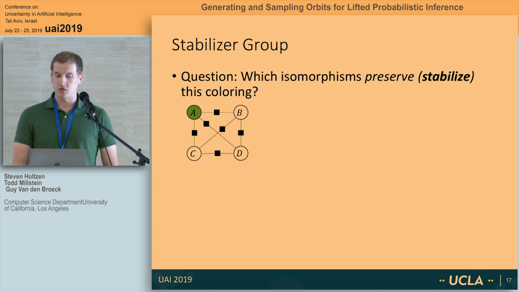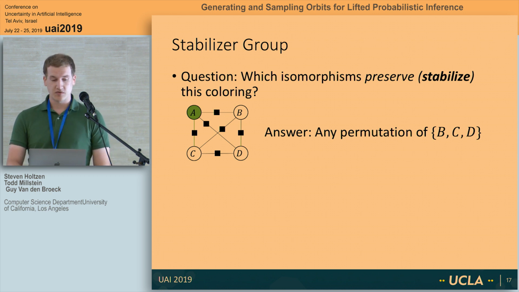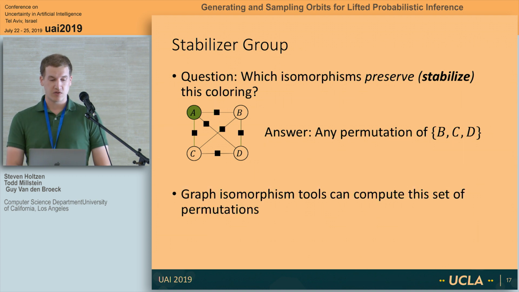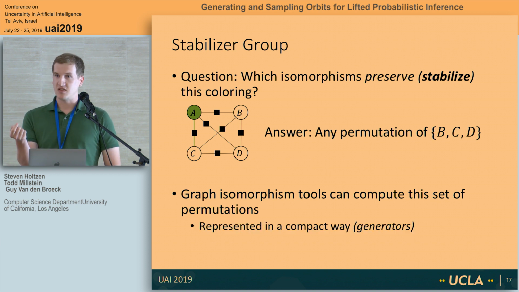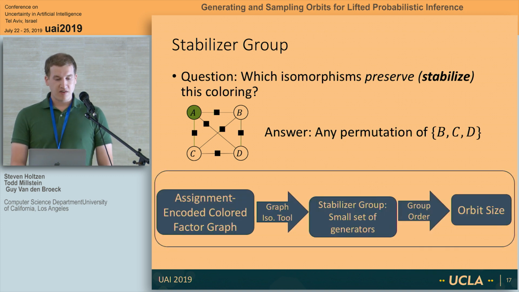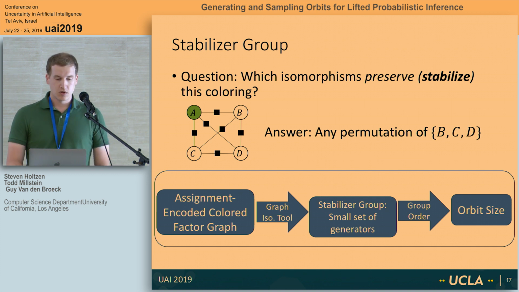I'm going to start with the stabilizer group. So question, which isomorphisms preserve or stabilize this coloring so they leave it the same? We have this one true variable on the top left and these three false variables. The answer is any permutation of B, C, and D leaves this assignment unchanged. If we permute the variables B, C, and D, it's as if we didn't change the assignments. This is called the stabilizer group. And graph isomorphism tools can compute this set of permutations for us, and moreover, they can represent it in a compact way. They can give us a small set of generators which tell us this permutation group.